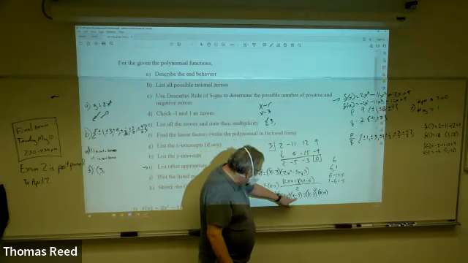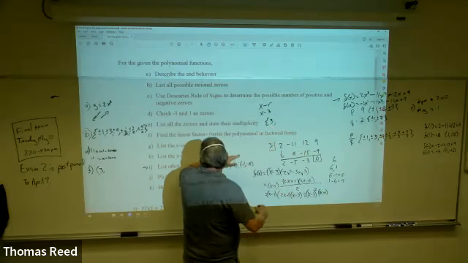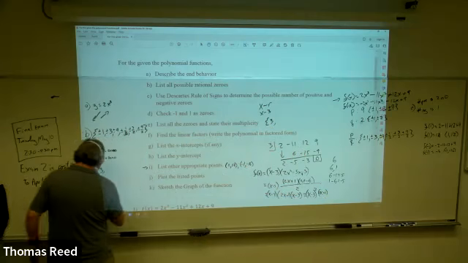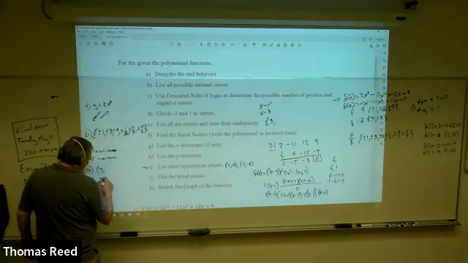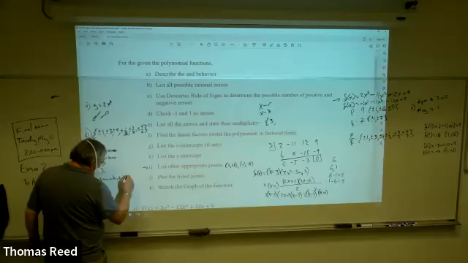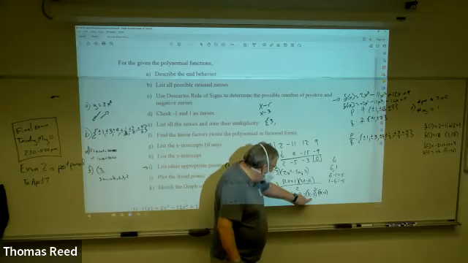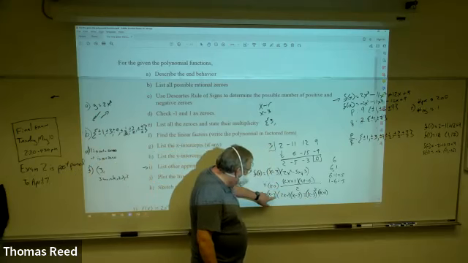Well, I already know what makes this 0. We already got it, which means 3 has multiplicity 2 because it shows up twice as a 0, shows up as a 0 here and here.